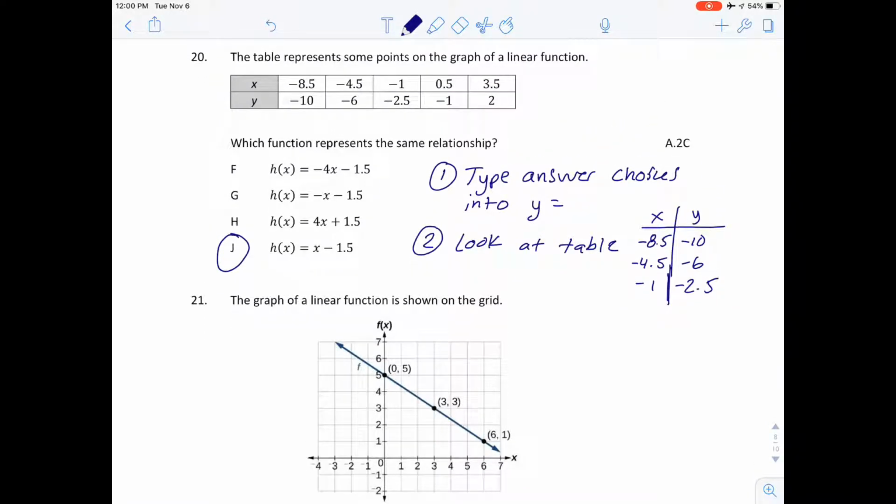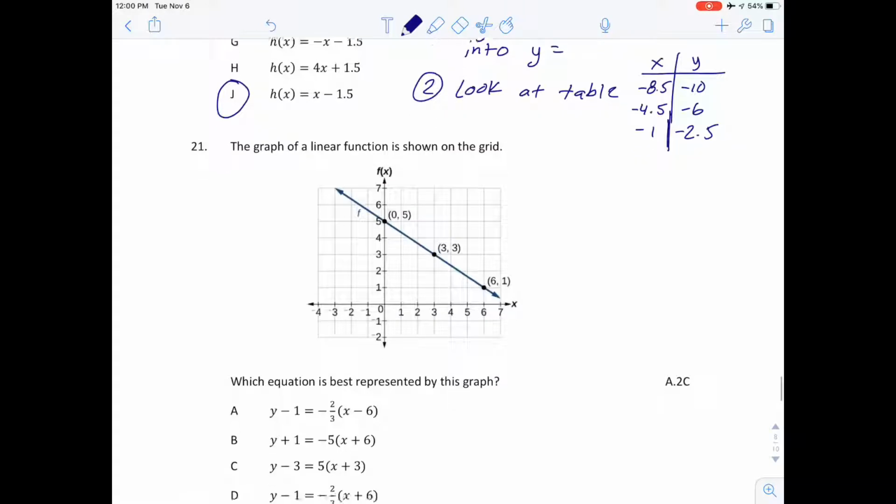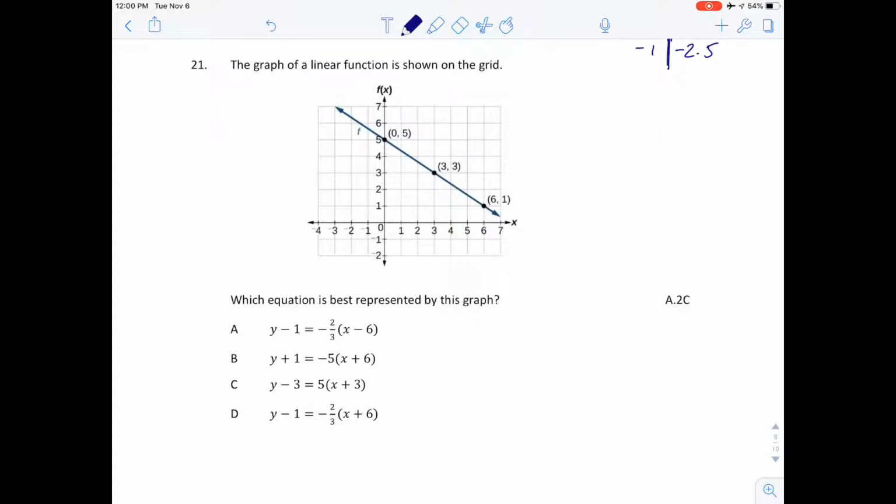Okay, and you can always change the setting on your calculator. Instead of going up by 1, you can go up by 0.5. You just go second window, and you can change what you want the table to change by. All right, number 21. The graph is shown below. Which equation is represented by this graph?